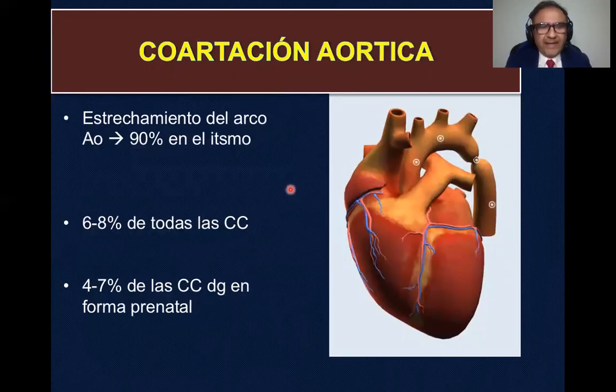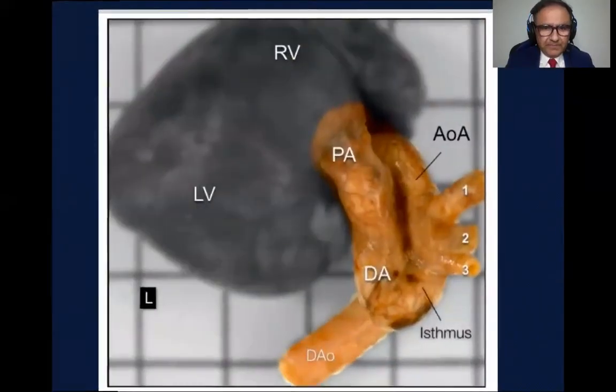Aortic coarctation is a narrowing of the aortic arch, and about 90% of cases occur specifically at the aortic isthmus. It accounts for approximately 6% to 8% of all congenital heart diseases, and about 4% to 7% of congenital heart diseases diagnosed prenatally. It occurs at the isthmus between the left subclavian artery and the entry of the ductus arteriosus. This area is the aortic isthmus, and that is where the aortic coarctation will occur.